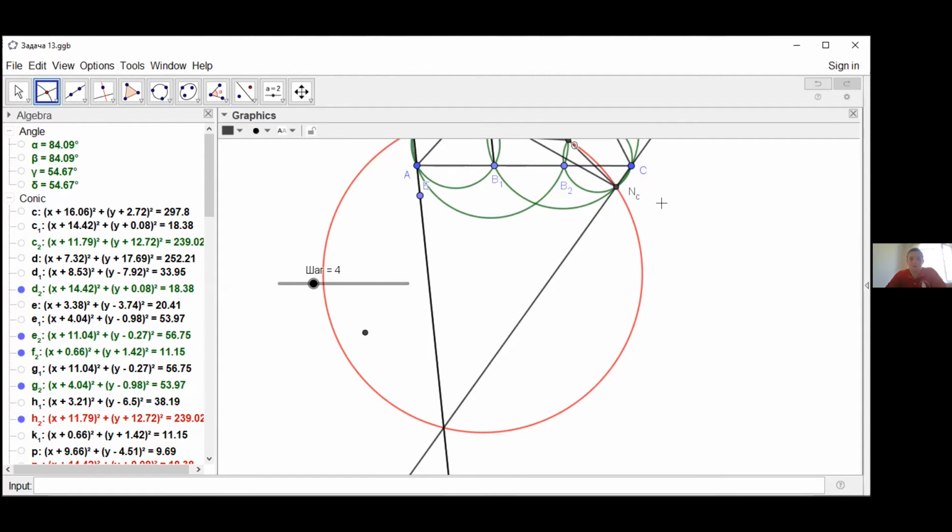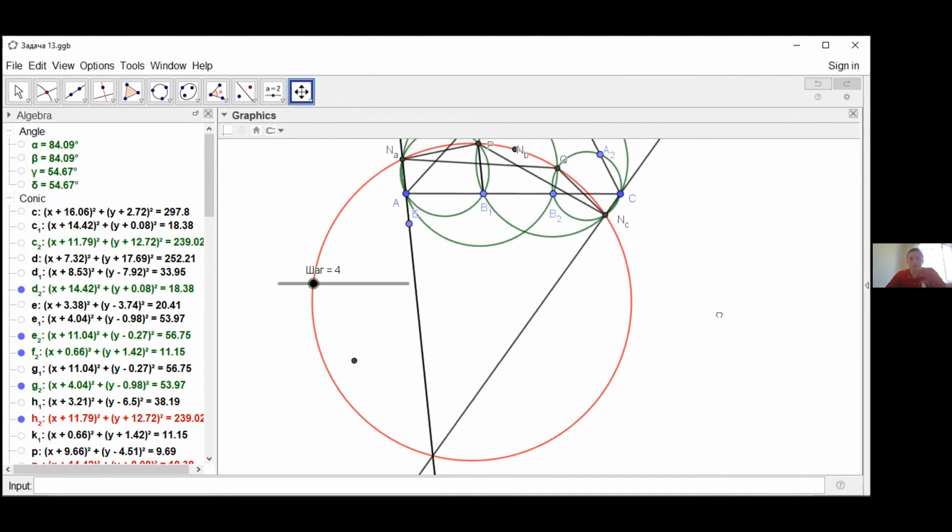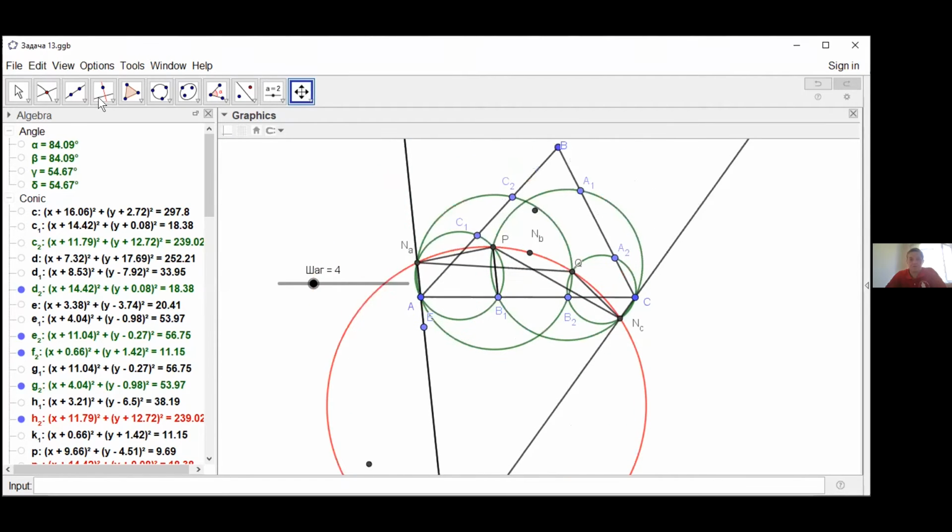Okay, it could be defined like the intersection of A and A with the red circle. And we know that C and C also passes through this point, and similarly, B and B also passes through this point.